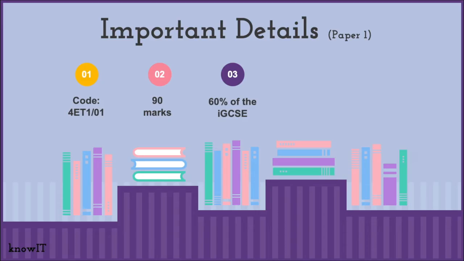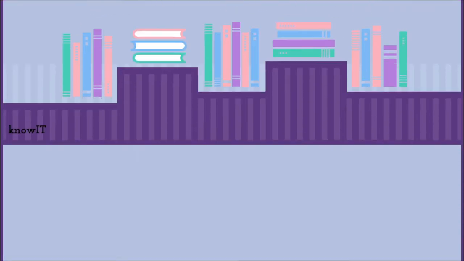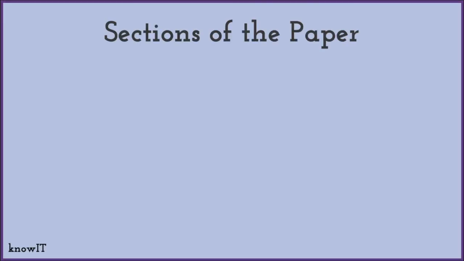After this, the timing of the paper is 2 hours long, so this is a longer paper than most other papers for other subjects, but you have to write a lot as well, so you still have to manage your time properly. Next and lastly comes the name of the paper, which is Poetry and Modern Prose. Okay, so after this, let's get into the sections of this paper. They're broken down into 3 sections, and we'll look at each of them in detail.